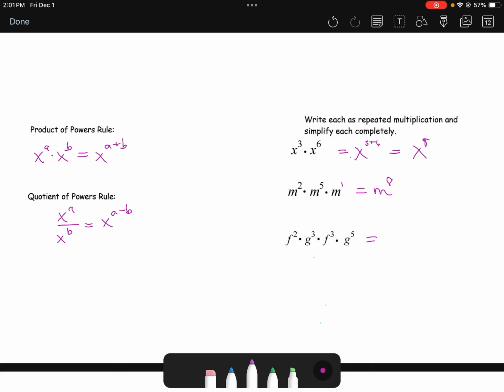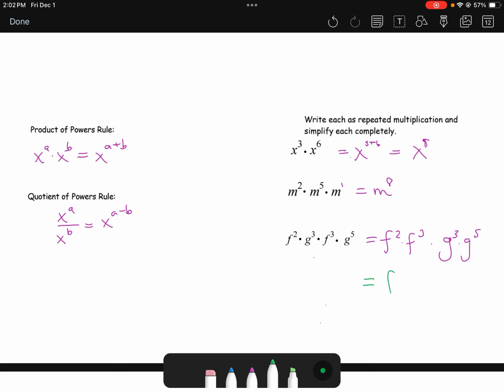Now here we have a little bit more variables. What I like to do when I'm first learning something is put these together. So I have f squared times f cubed. I'm going to put the f's together. Then I'm going to put the g's together, g cubed times g to the 5th. Because this is multiplication, the order doesn't matter, so you can rearrange the order just like I did here.